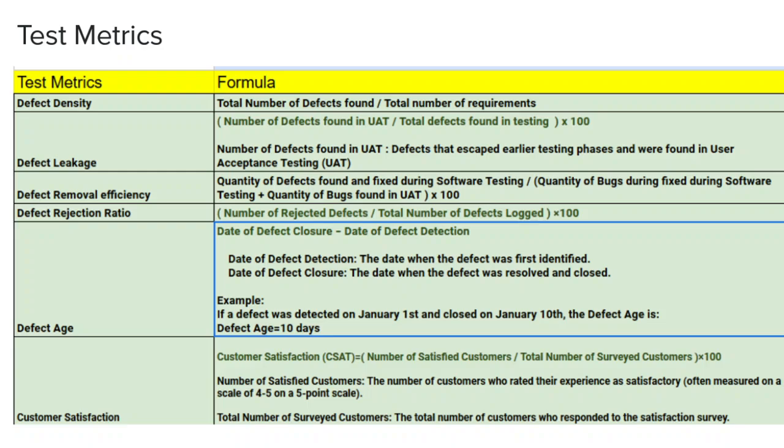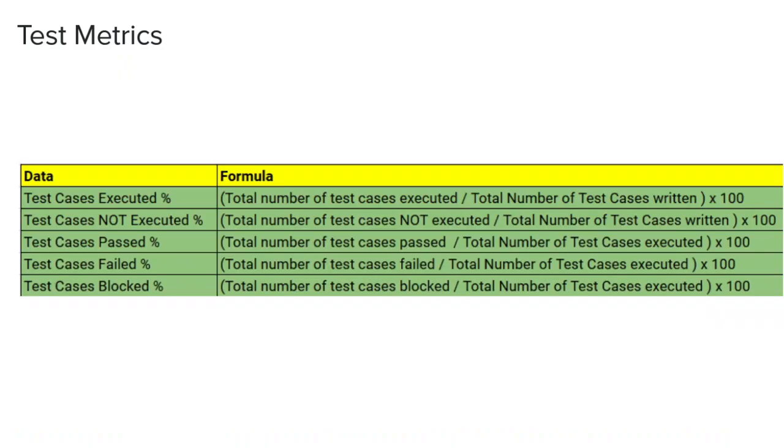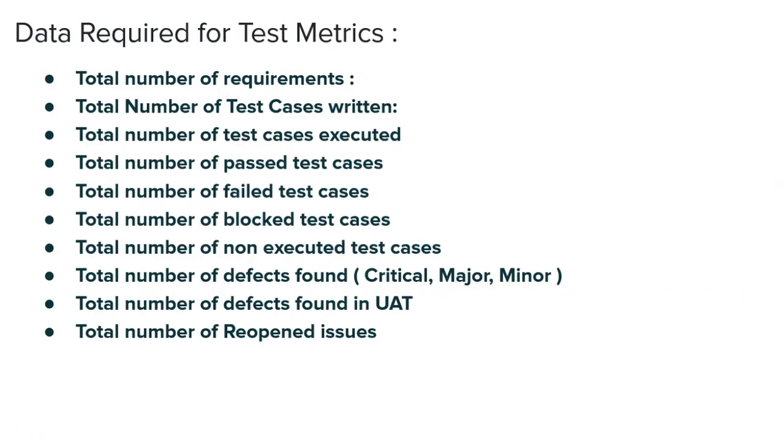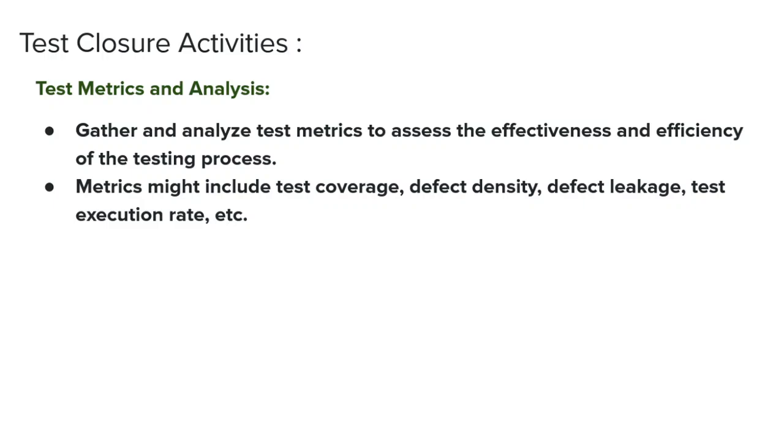After test closure activities are done, we should share this test metrics. So this is about the test closure activities and test metrics. They are used together. Test metrics is used to gather and analyze the effectiveness and efficiency of the testing processes.